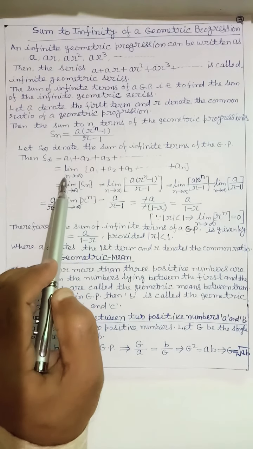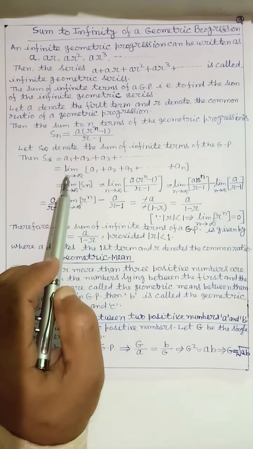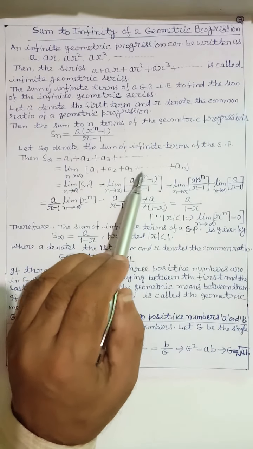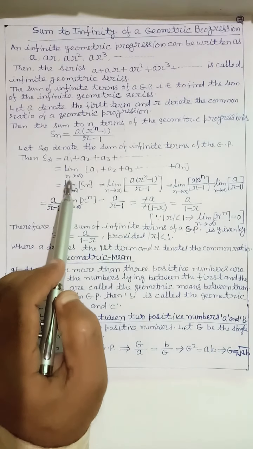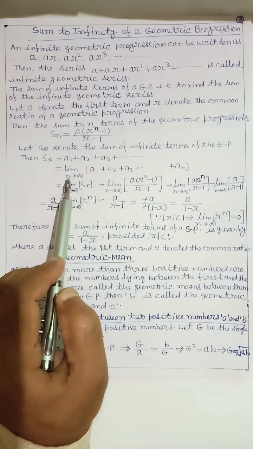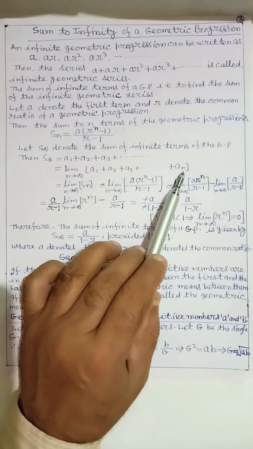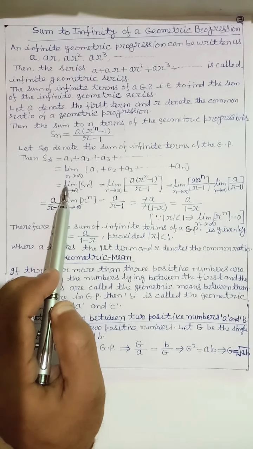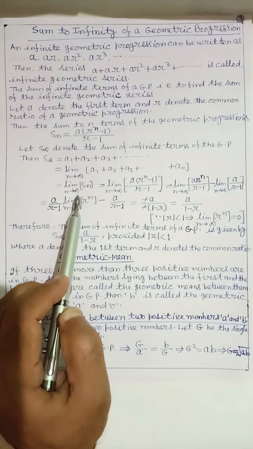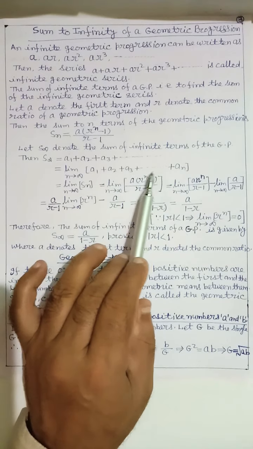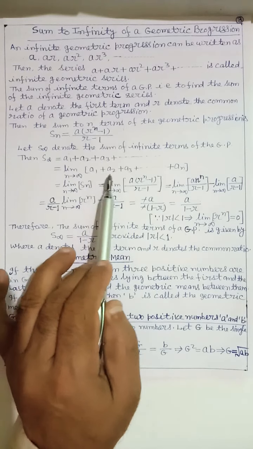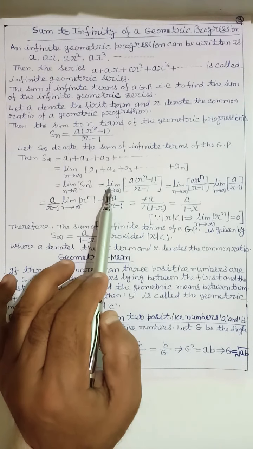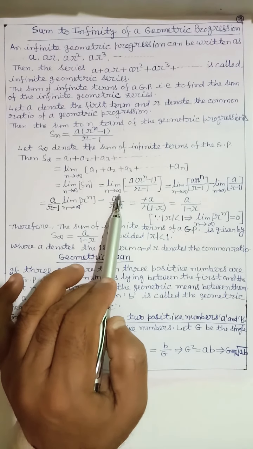And here, in the form of a limit, limit n tending to infinity of a1 plus a2 plus a3 and so on plus up to an. Here we can write it in this way, and this is equal to limit n tending to infinity of Sn, because this is the sum of n terms, a1 plus a2 plus a3 plus and so on plus an, and this can be written as limit n tends to infinity.